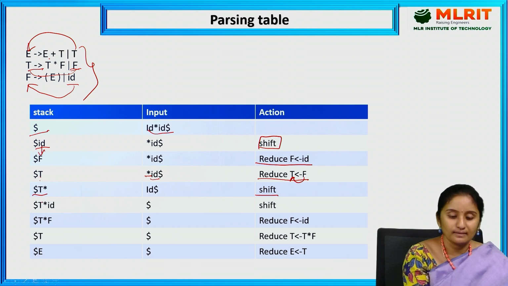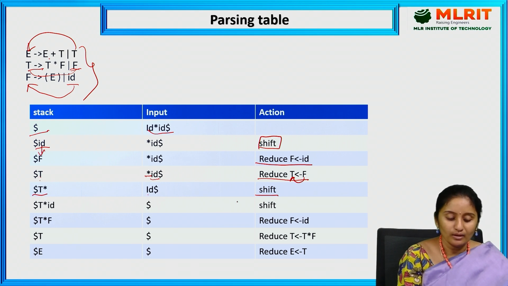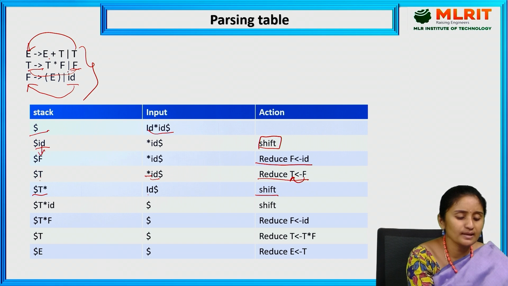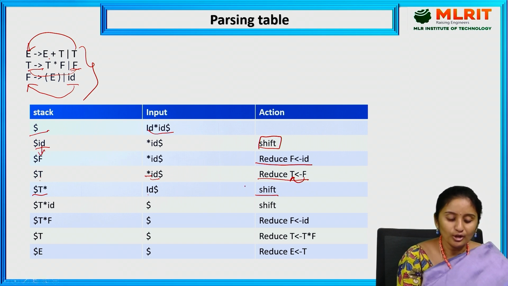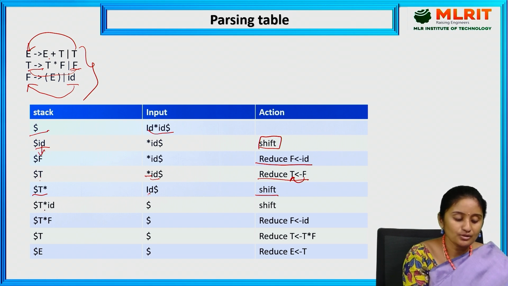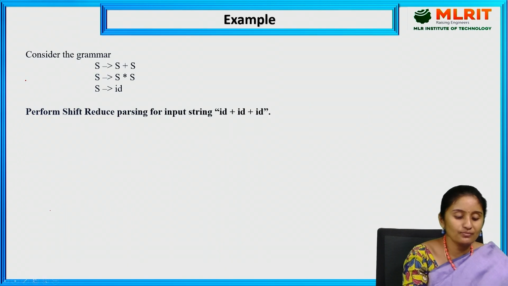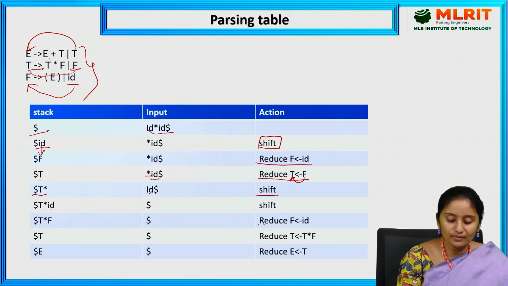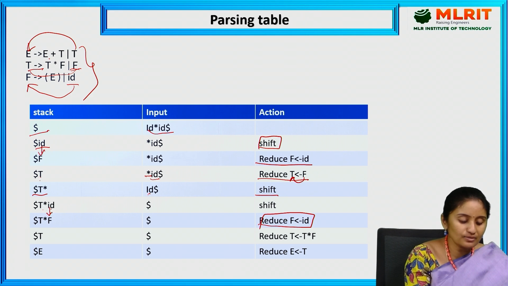T star. Okay. Next ID dollar. So T star, are there any productions with T star? There are no productions, so we are going to shift ID to the stack. So T star ID. ID can be replaced. Yes, ID can be replaced with F. Reduce F tends to ID. So ID is replaced with F.